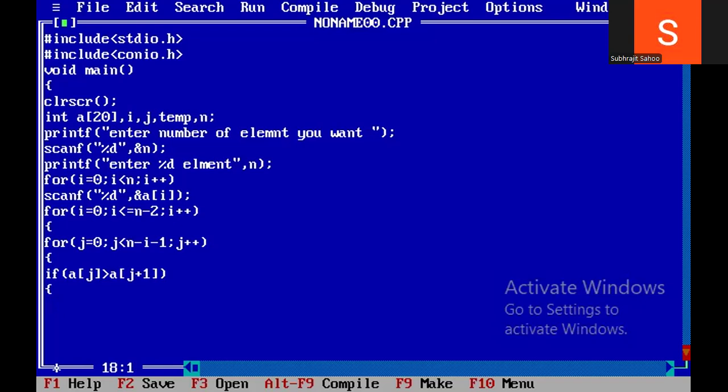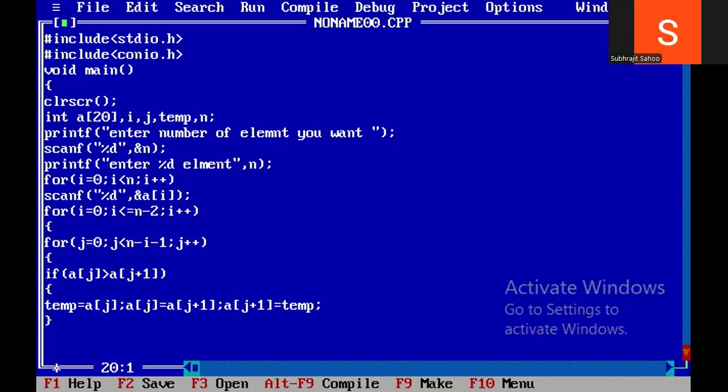Swapping has to be done. What is the swapping you will do? temp equal to a of j. I am writing it in one line. Now a of j equal to a of j plus 1. Now a of j plus 1 equal to temp. Program over, bracket close.